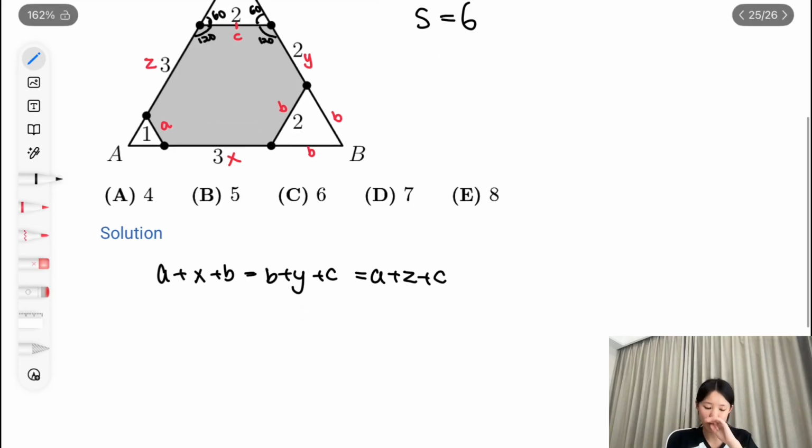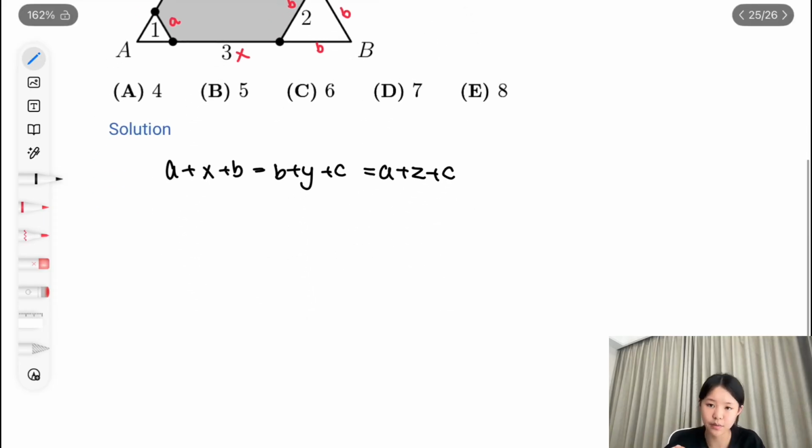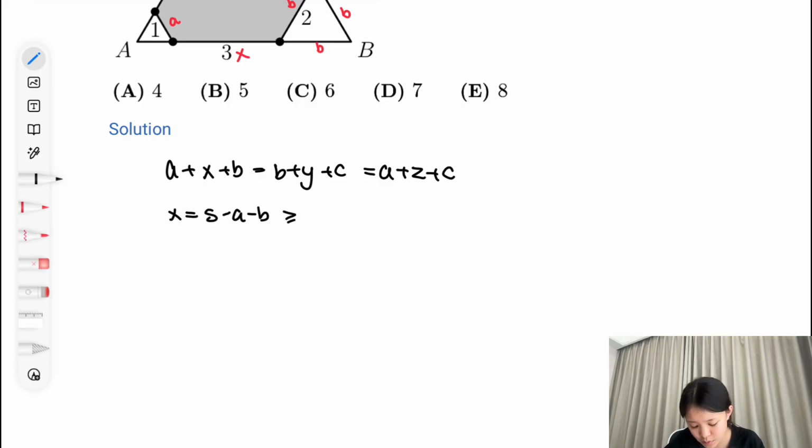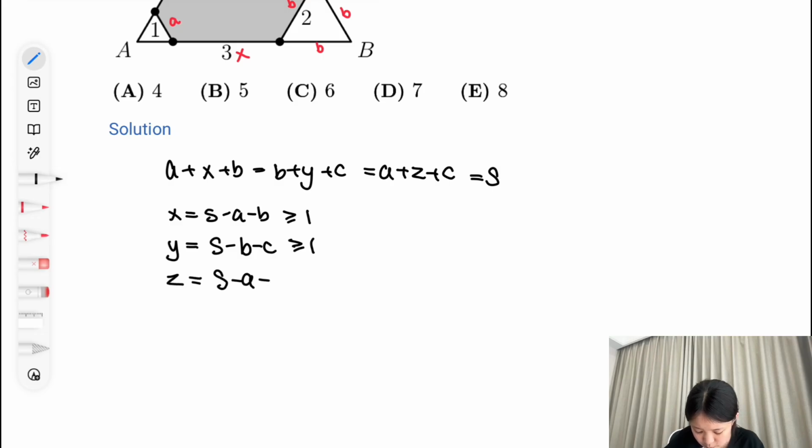So if we write this out having the variables X, Y, and Z as the primary variables, we get this series of equations. X equals S minus A minus B, which is larger than or equal to 1, since they all have to be positive integers. And then Y equals S minus B minus C, which is larger than or equal to 1. And Z equals S minus A minus C, larger than or equal to 1.